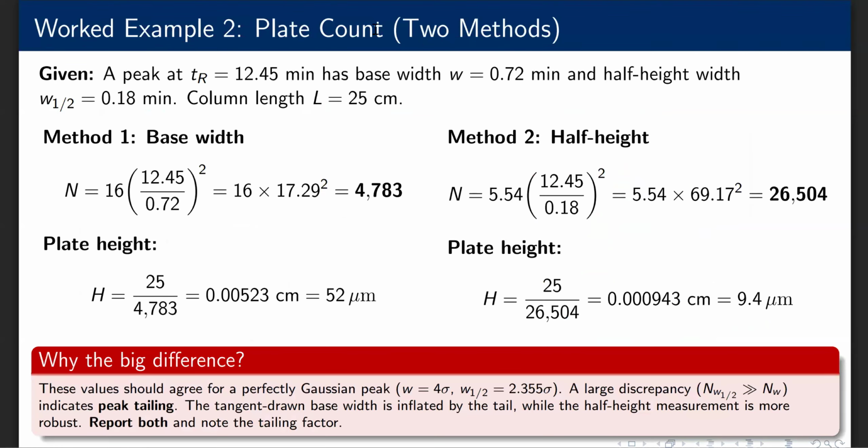Let's have a look at worked example number 2. So again, as usual, take a chance to pause and go through it yourself before we go through it together.